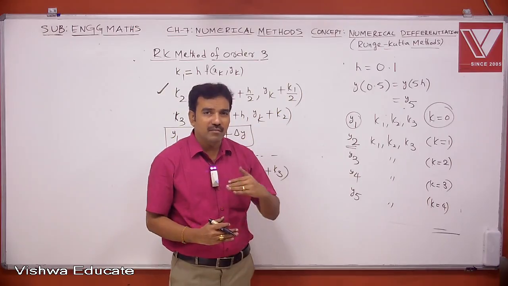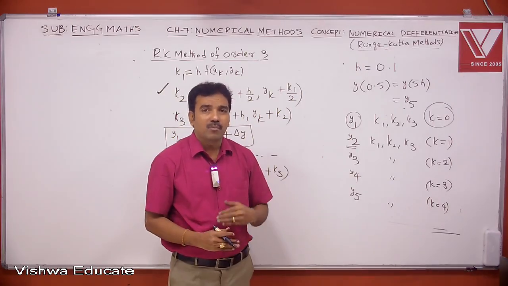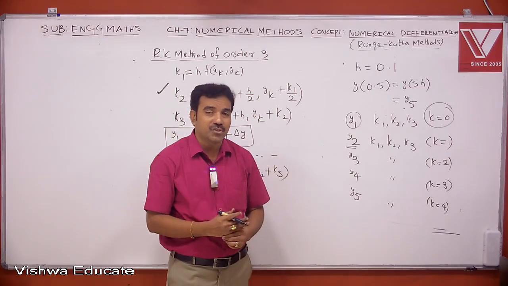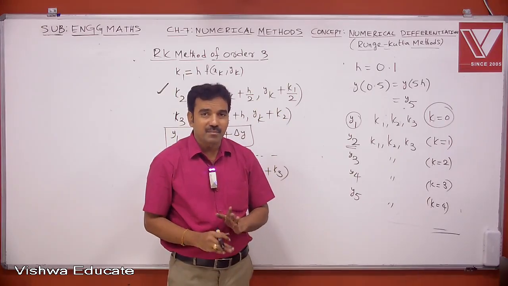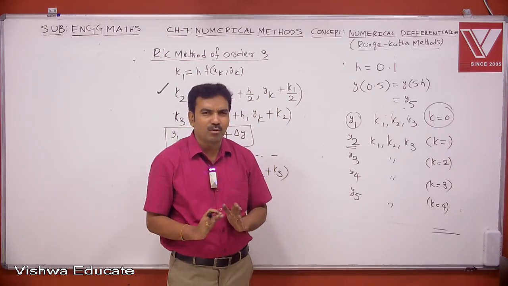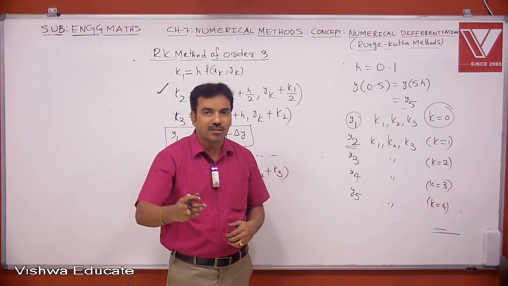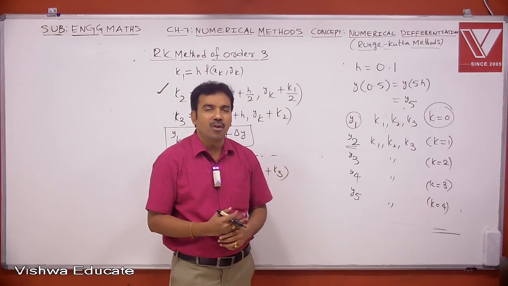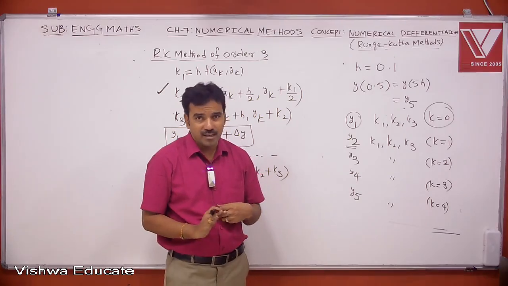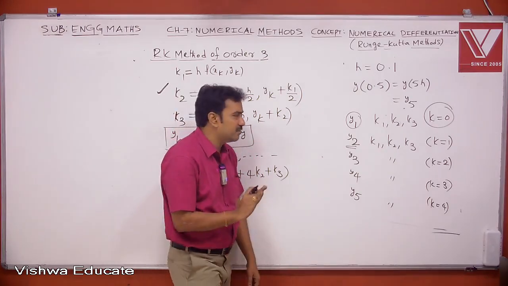So if they go for order 3 or order 4, probably in most of the cases, they might ask you y of h only. That means a single iteration is required. So they won't ask you the value in the third iteration, fourth iteration. If they go for the third iteration, probably it may belong to RK method of order 1 only. Okay? It is simply a calculation.